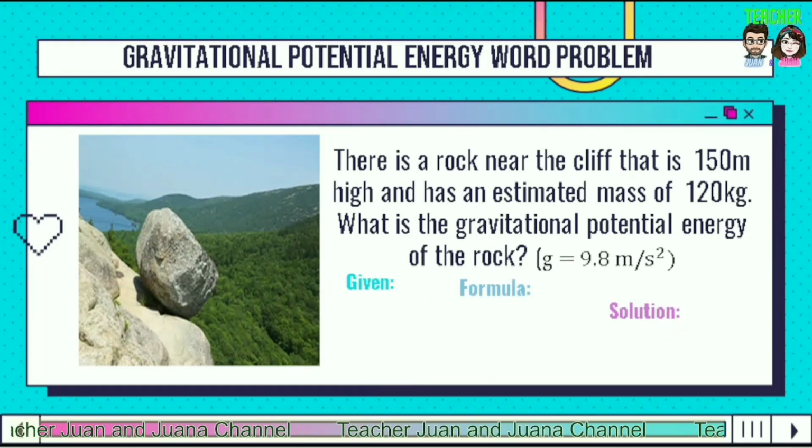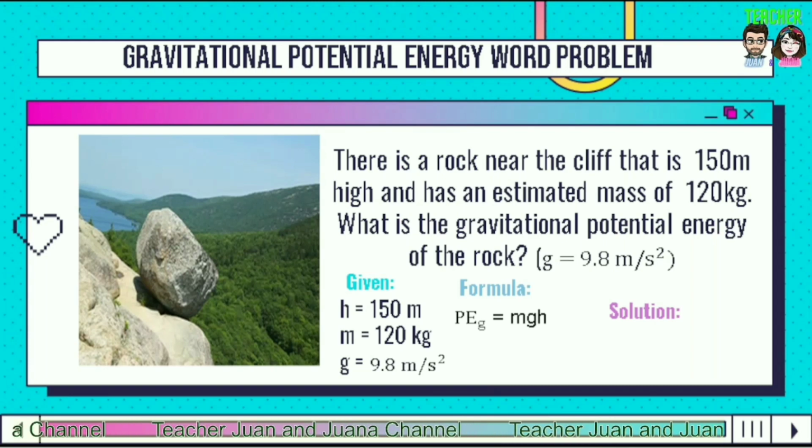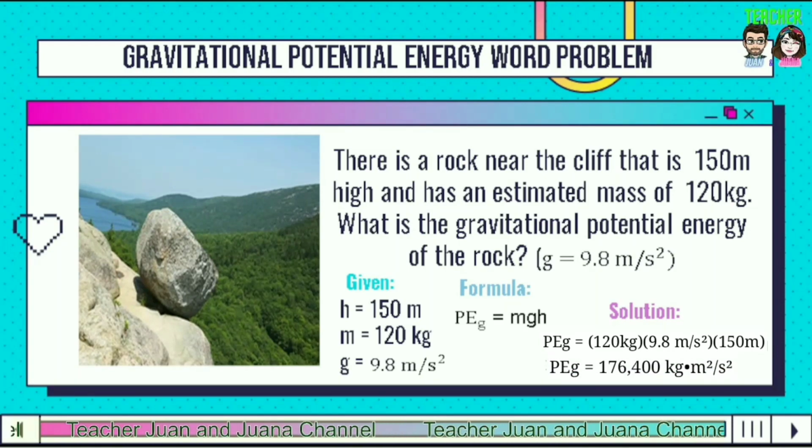Time is up. Let us identify the given with their corresponding unit. Height, which is 150 meters, mass of 120 kilograms, and the acceleration due to gravity, 9.8 meters per second squared. Did you get them? Very good. For the formula, we have P sub g is equal to m times g times h. Did you get that also? Wow. And for the solution, we are going to substitute the values of the given to the formula. From that, we come with the answer, 176,400 kilogram meter squared per second squared.